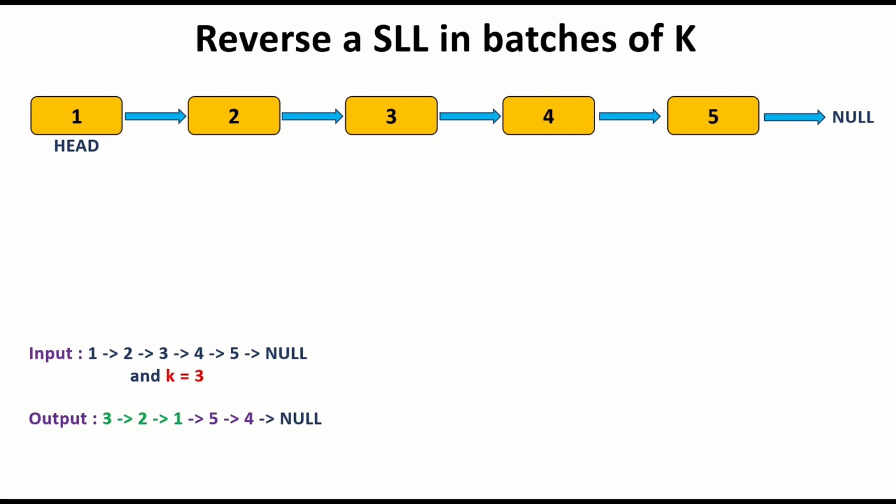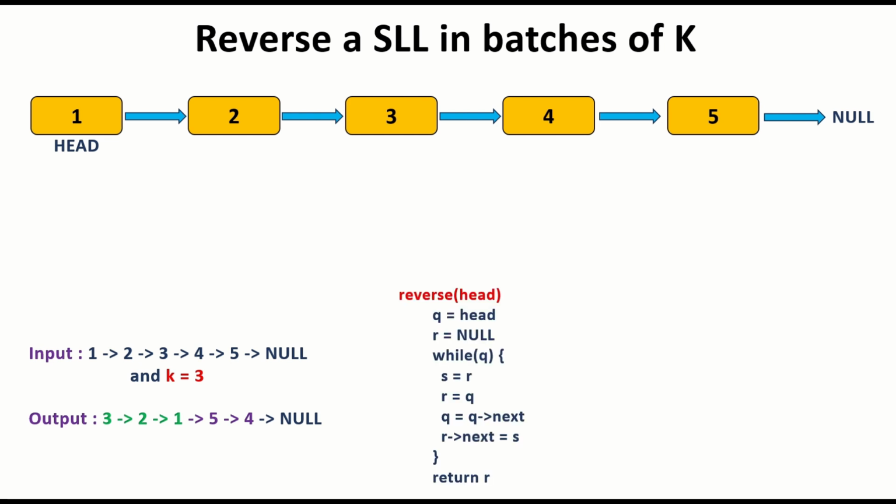So the output would be something like this. The first 3 blocks will be reversed, which is 1, 2, 3 will become 3, 2, 1. And the remaining 3 or fewer blocks, it means whatever are the leftover nodes, should also be reversed. So this is the question. The last 2 elements, which are 4 and 5, will also be reversed and it will become 5 and 4. Now in order to solve this question, we'll make use of the previous code snippet that we have learned just before. And let's try to compare and contrast and see what additional things we can add onto this code snippet to solve this problem.